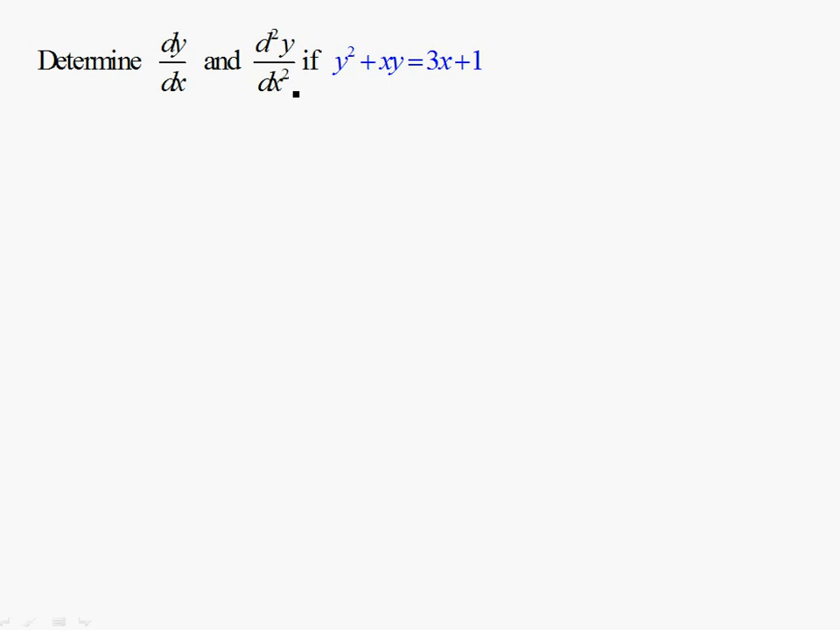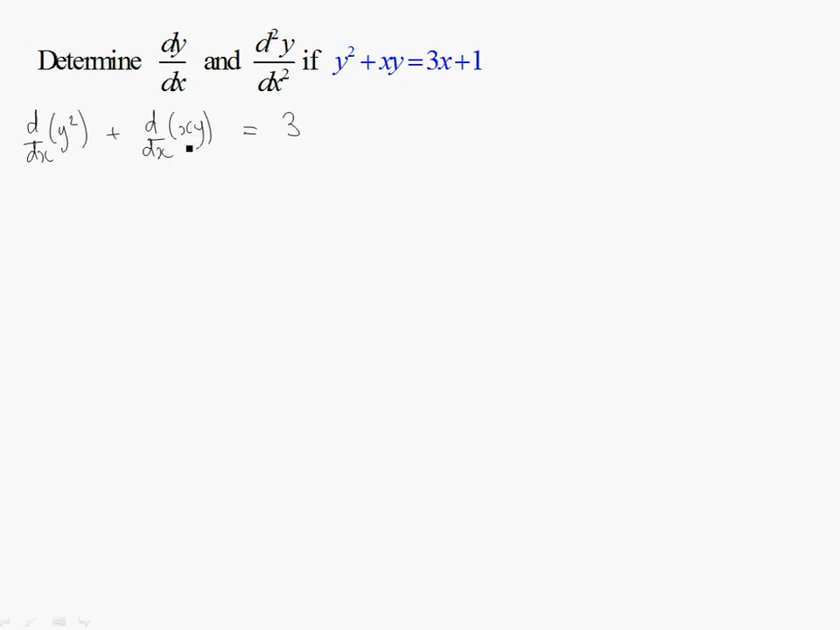Okay, so how do we deal with this? Well, we go through each term in the equation one at a time, and we differentiate with respect to x. So what do we get? Well, we get d by dx of y squared plus d by dx of xy equals the derivative of 3x. Well, I can just do that, and the derivative of 1 is a constant, so that's just 0. Okay, so if things are just in terms of x or constants, we can just deal with those.